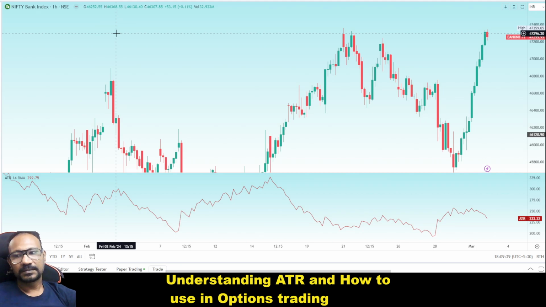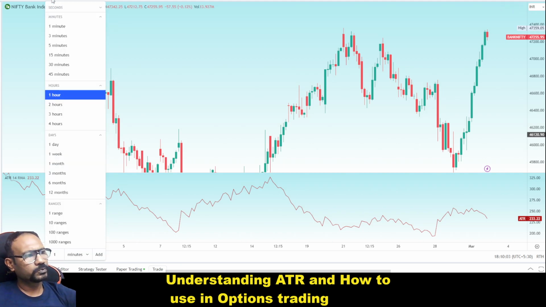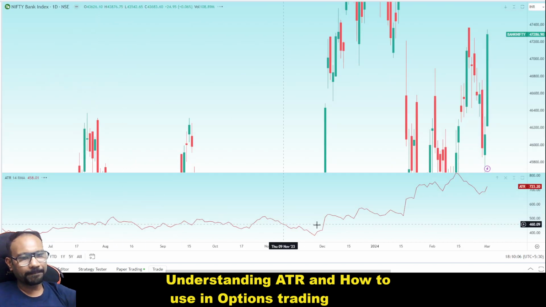So how can you use this indicator? This question can be answered based on what sort of trader you are. Are you a scalper? Are you an intraday player, or a positional player, or a swing player, right? Depending upon this, you have to decide what time frame you are going to choose.